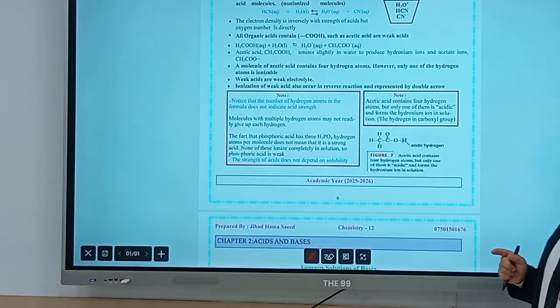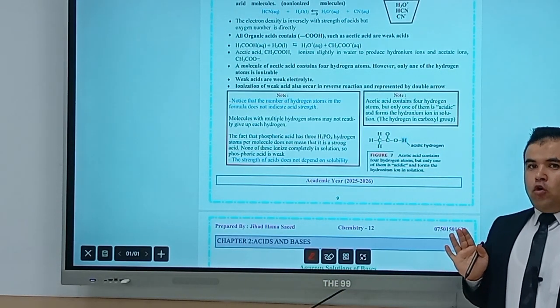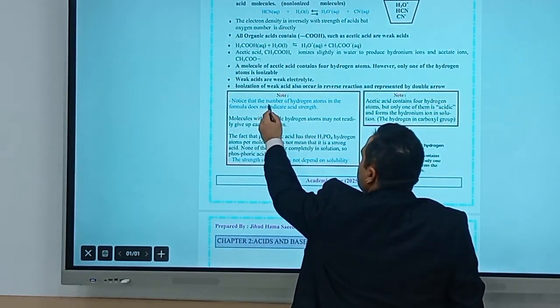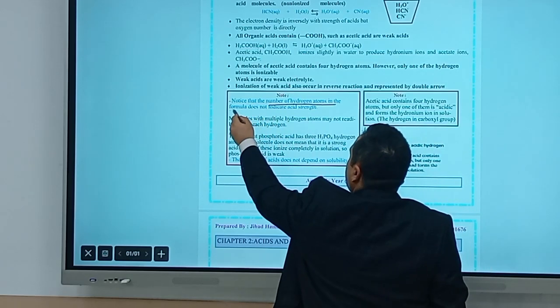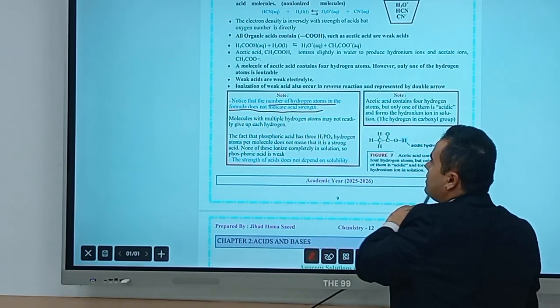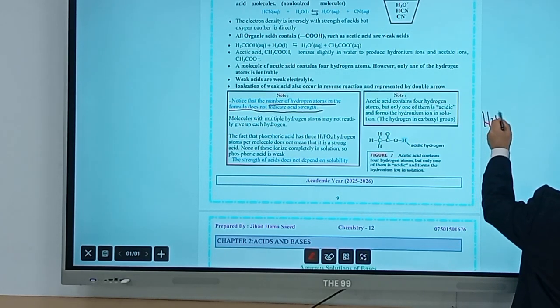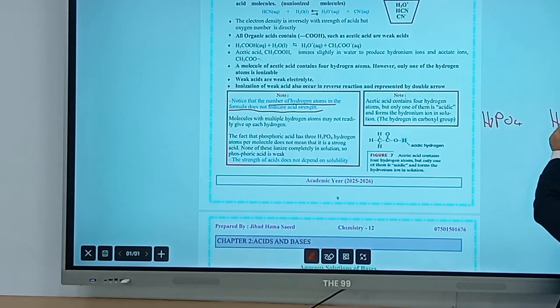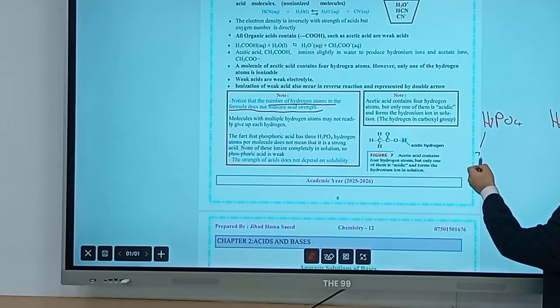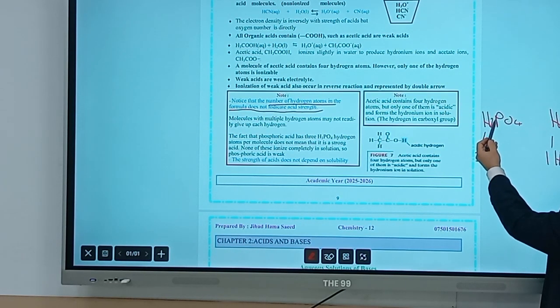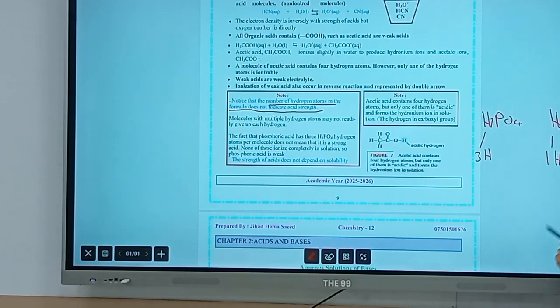There are 2 factors that acid strength is independent of. The first one is the hydrogen number, guys. Notice that the number of hydrogen atoms in the formula does not indicate acid strength. For example, guys, H3PO4 and HNO3. Here we have 3 hydrogens, here 1 hydrogen, but we call this one a weak acid and this one a strong acid.